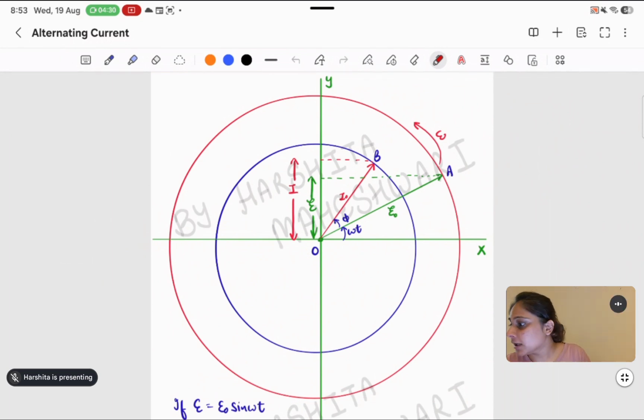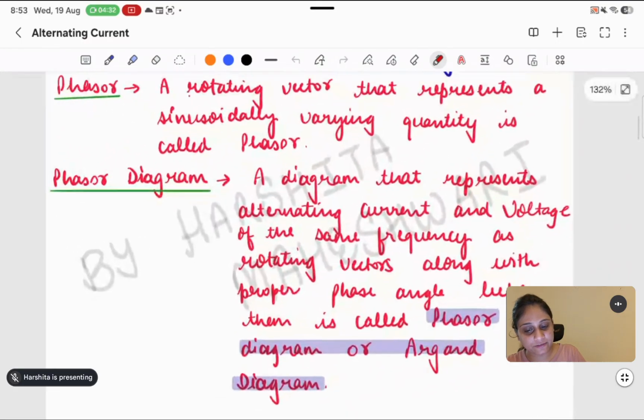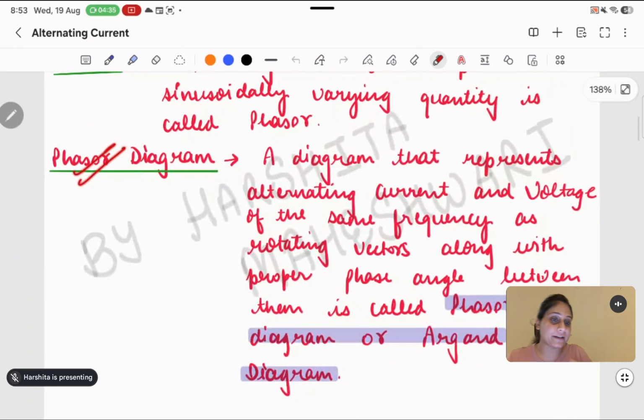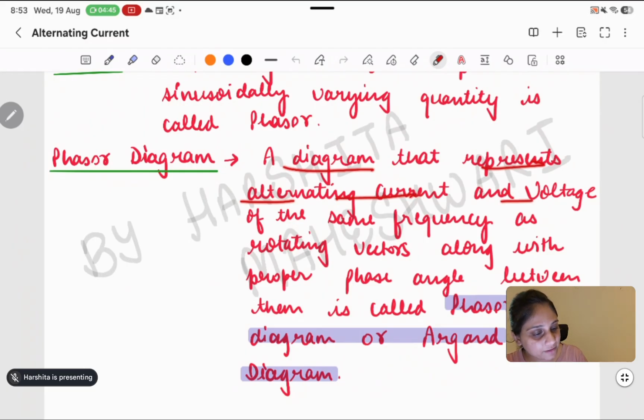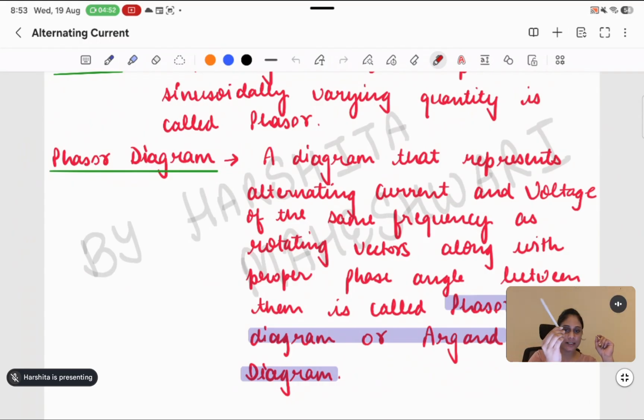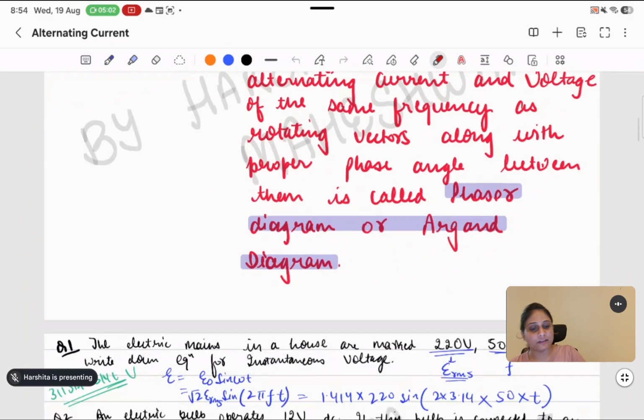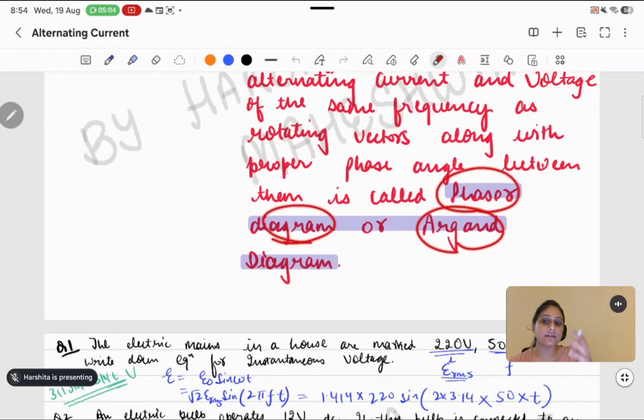Now let's go ahead with the second definition, that is the phasor diagram. What is a phasor diagram? A diagram that we just now saw. That diagram represents alternating current and voltage of the same frequency as rotating vectors. Whatever rotating vectors we have, as soon as we rotate them with whatever length or quantity we have, that will be represented in the same way in a diagram. That diagram is particularly called the phasor diagram or the Argand diagram.